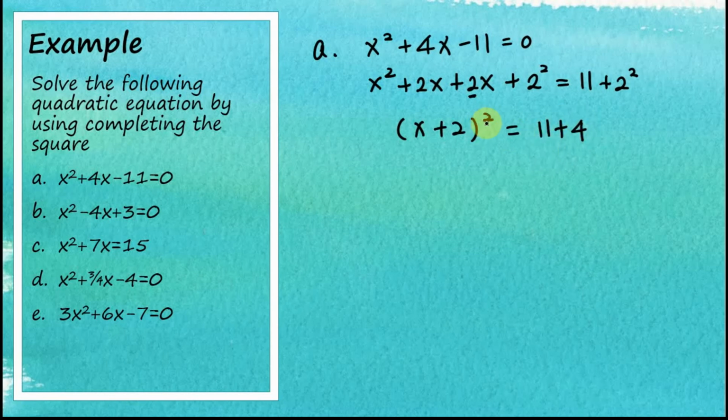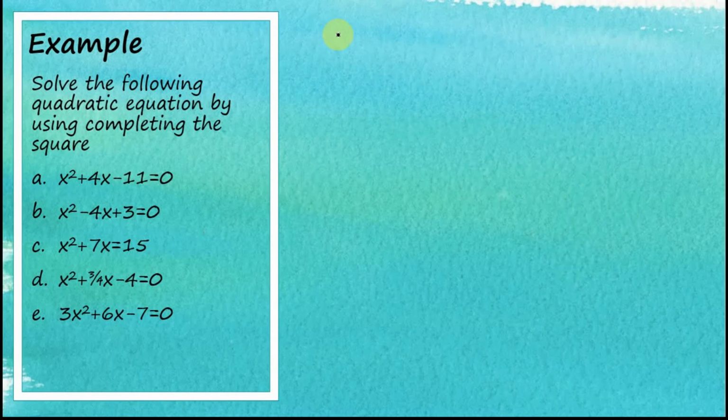And to eliminate the square here, we apply the square roots on both sides, so this becomes x plus 2 equal to positive negative the square root of 15, and therefore my x is equal to negative 2 plus or minus the square root of 15, and this is a solution. Okay, now let's see question B.